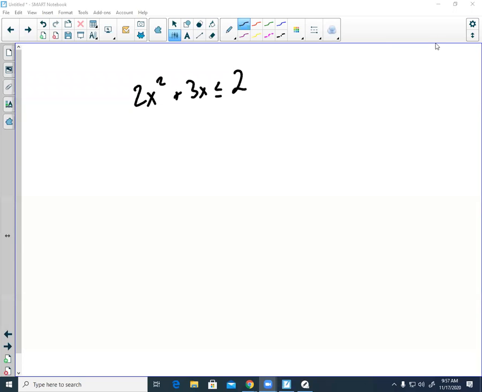So the first thing that you need to do is move this 2 over to the other side. So I get 2x squared plus 3x minus 2 is less than or equal to 0. Now, a couple things to think about here. Number one, I like the Brooklyn method. You guys might not. Right here, if you want to, you can absolutely use the quadratic formula, but I don't like that. So I'm going to multiply that times that.